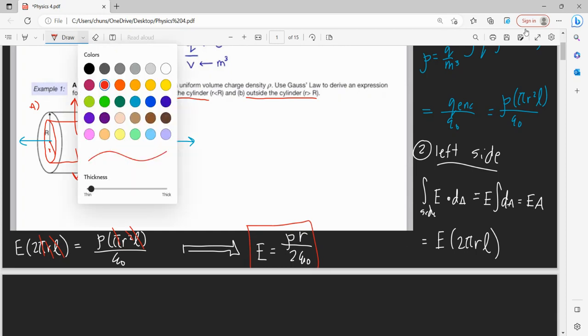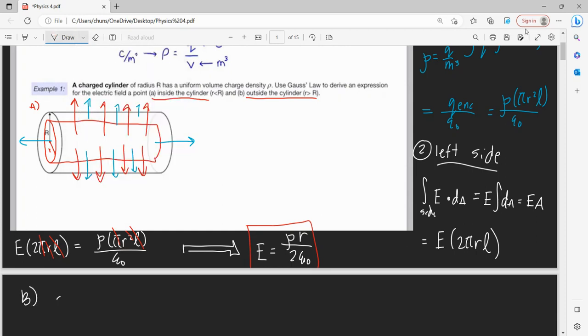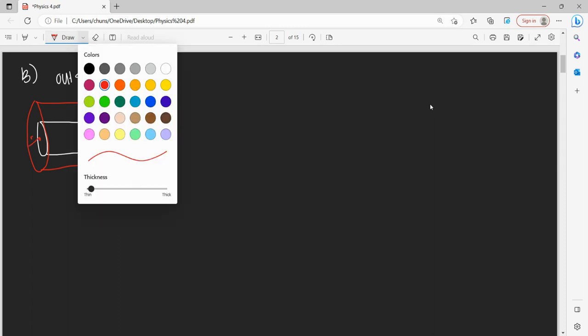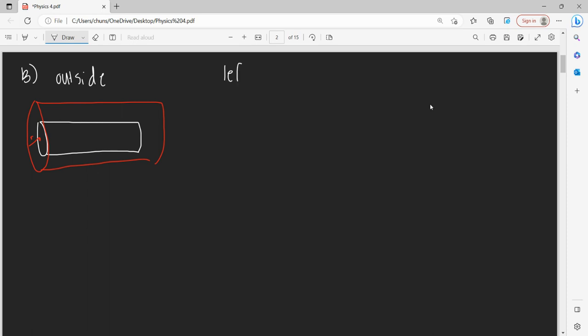And for our second part, we want to find what it is outside. So if we change our cylinder to fully enclose, so that is our starting cylinder, and then our Gaussian cylinder wraps around it like this, and this now becomes R. We want to do the same thing. So we usually start with right side first. Let's do that.